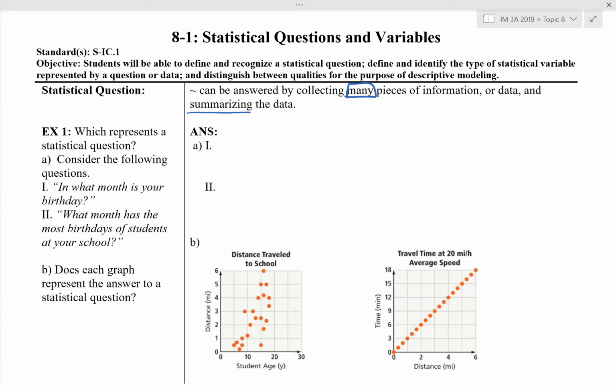The first question is, in what month is your birthday? Remember that the key here is it should have many answers. This question is directed at one person, so that means that this is not a statistical question, and the reason is because there's literally one answer.